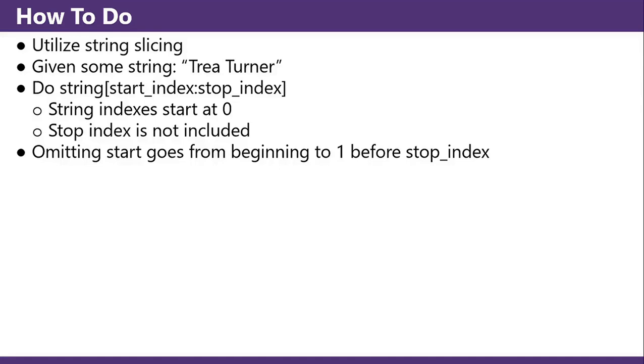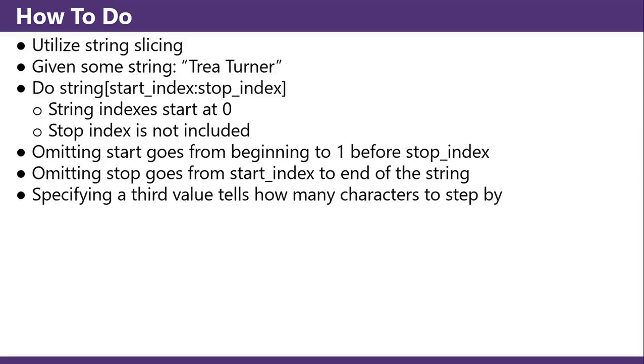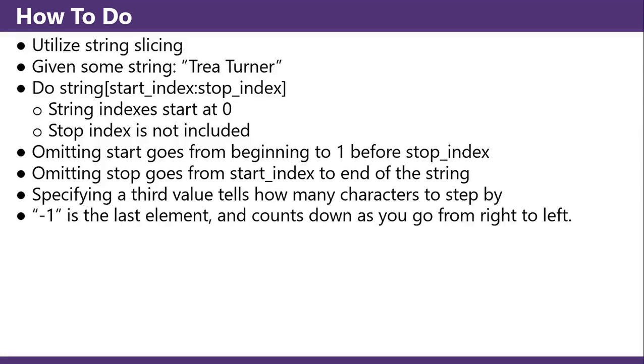Omitting start goes from the beginning to one before the stop index. Omitting stop goes from the start index to the end of the string. Specifying a third value tells how many characters to step by. -1 is the last element and counts down as you go from right to left.